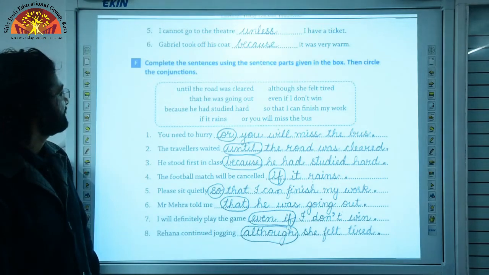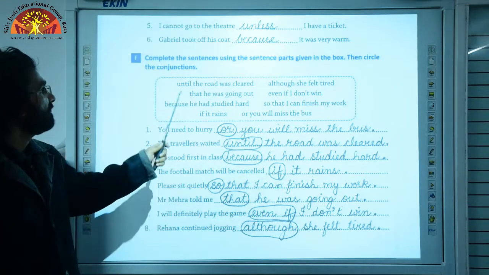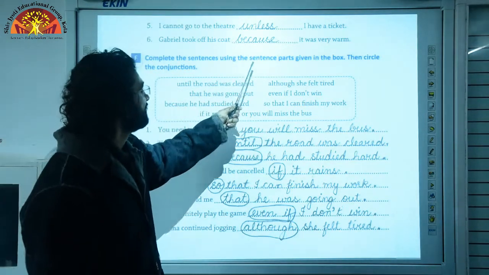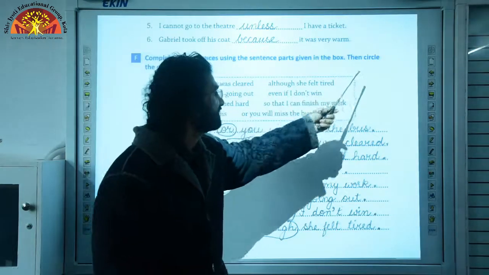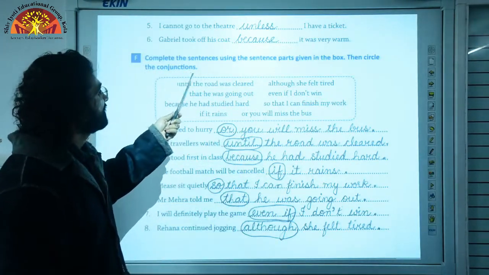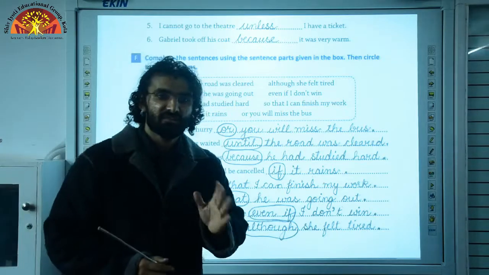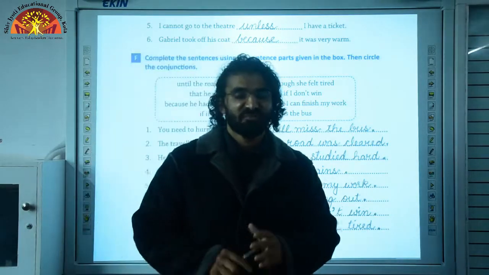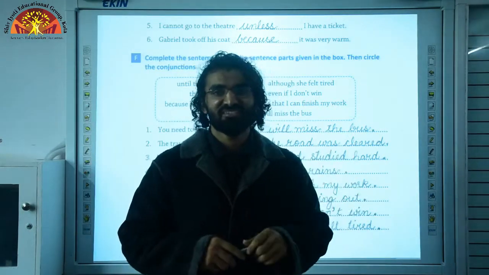Now let's see this exercise, exercise F. Complete the sentences using the sentence parts given in the box. Then circle the conjunction. You might find it a little difficult, but it's not at all difficult. Please come with me to the whiteboard. So we will take the first one.